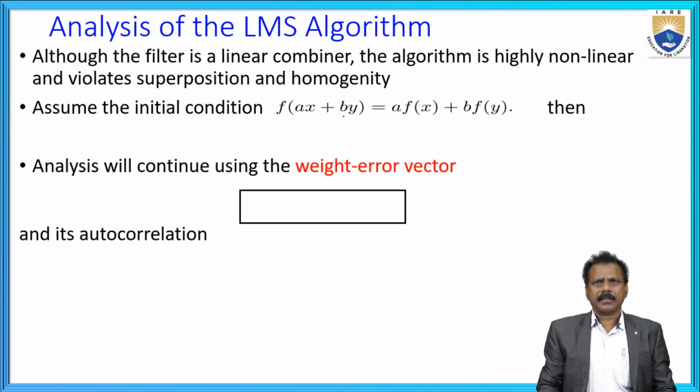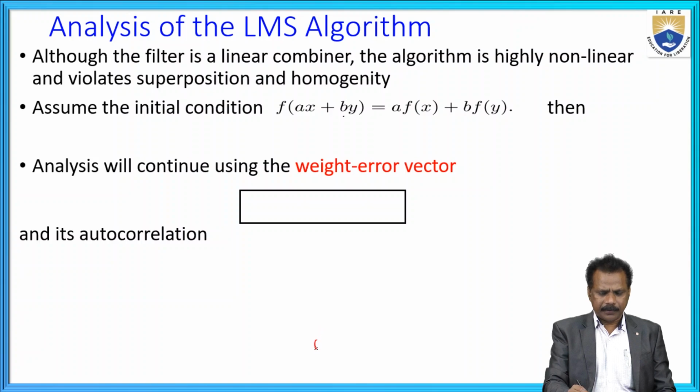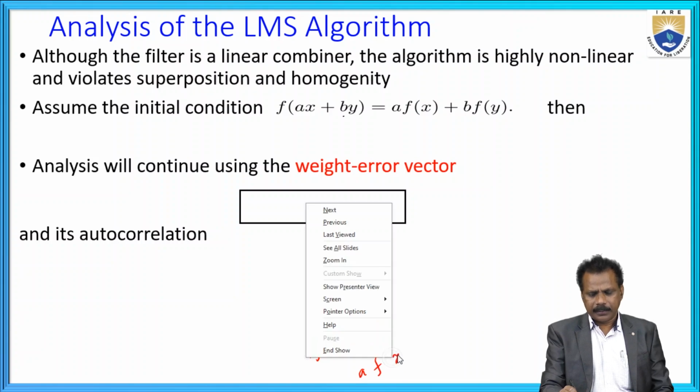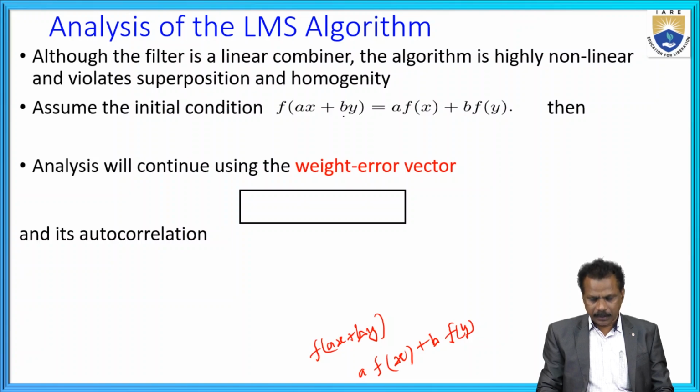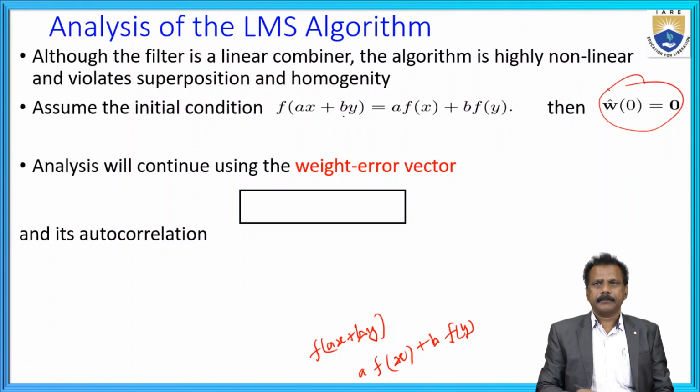F of ax plus by is equal to a f of x plus b f of y, then where w cap of 0 equal to 0. Using this condition, analysis will continue using the weight error vector.